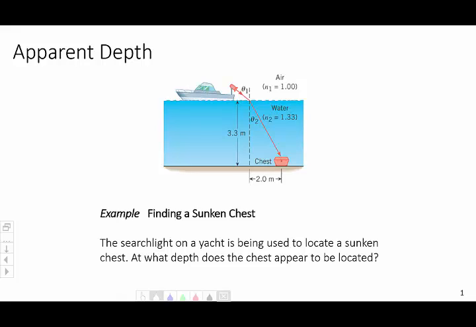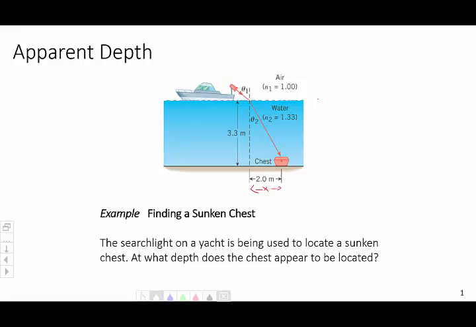In this video, I am going to revisit the example of looking at an object that's underwater, that is to say in a medium of a different index of refraction, and asking the question, how deep does it appear to us? This time I will do this a little more formally, using symbols rather than the numbers that are shown in this example. Let us call x the horizontal distance to the chest.